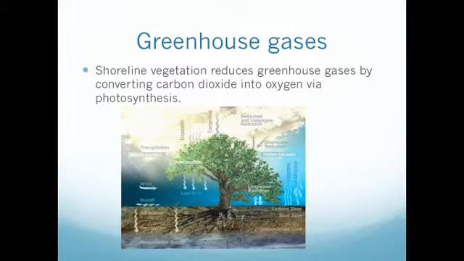Riparian vegetation, or shoreline vegetation, such as trees, shrubs, and ferns, reduce atmospheric carbon dioxide, an abundantly found greenhouse gas, by converting it into oxygen through the process of photosynthesis. The photo below represents an example of this occurring.